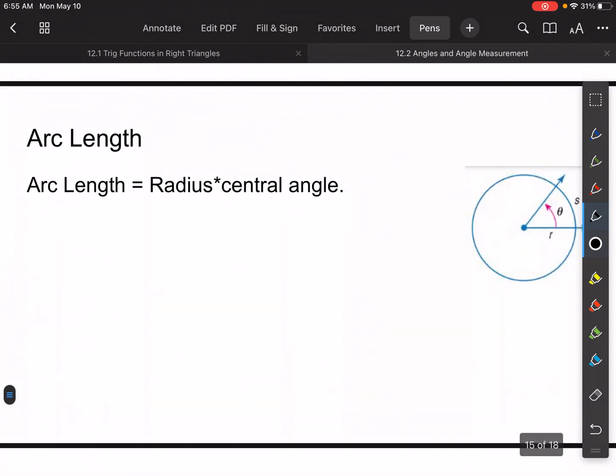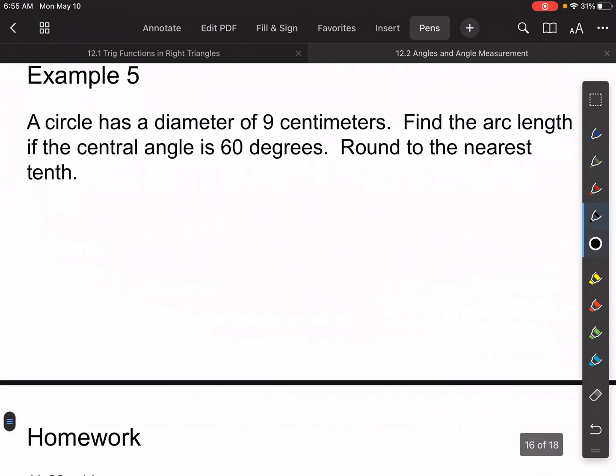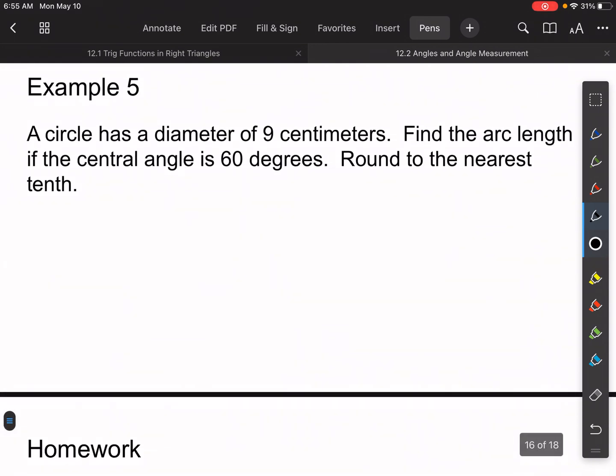So here it says arc length is equal to the radius times the central angle. That's the arc length. So let's do Example 5. A circle has a diameter of 9 centimeters. Let's just draw this out. This is 9, and that goes through the center. Find the arc length if the central angle is 60 degrees, rounded to the nearest tenth.